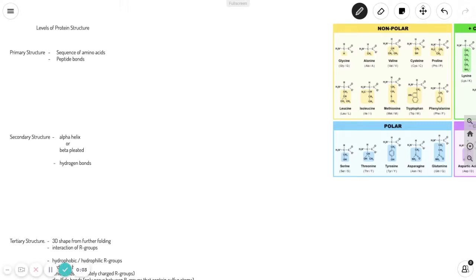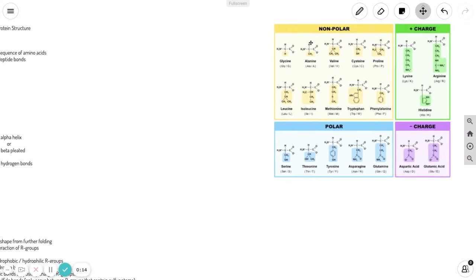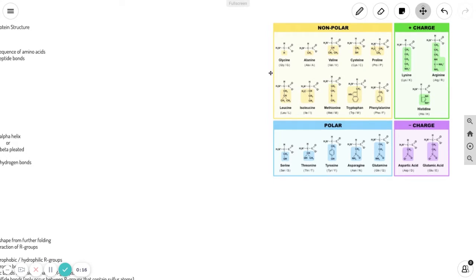Hello, welcome back. Okay, so we're going to do an overview of the different structures involved in making a protein. So, quick reminder of what a protein is. Well, the building blocks of a protein are amino acids.